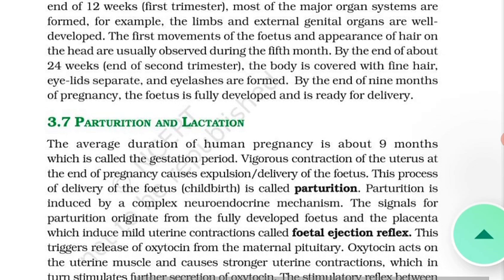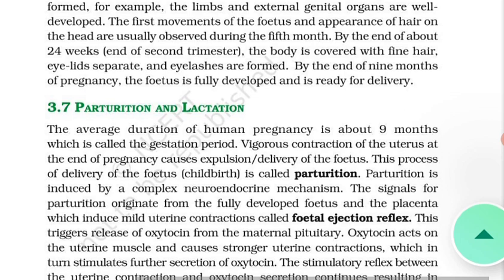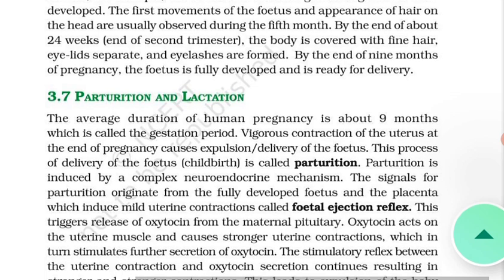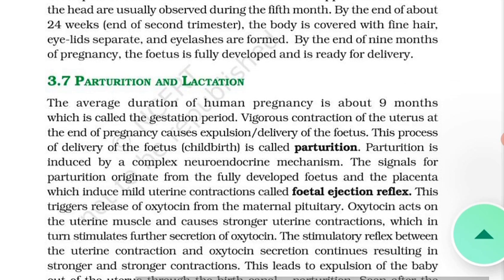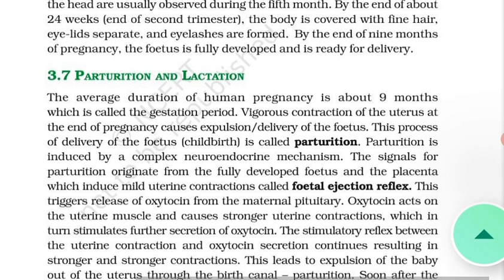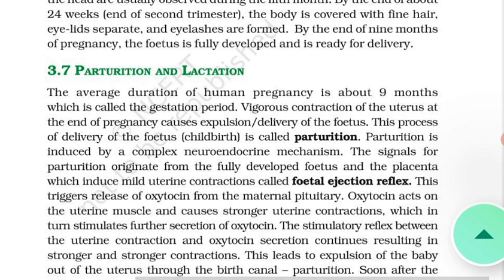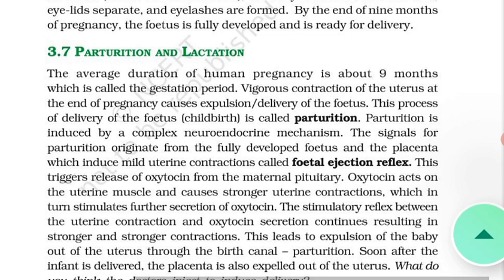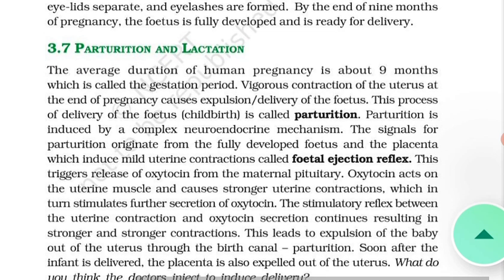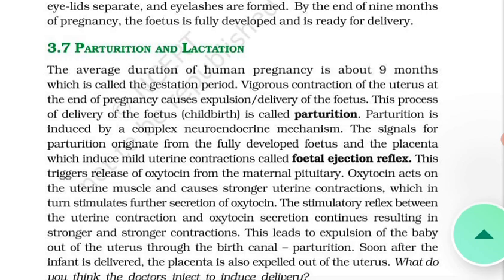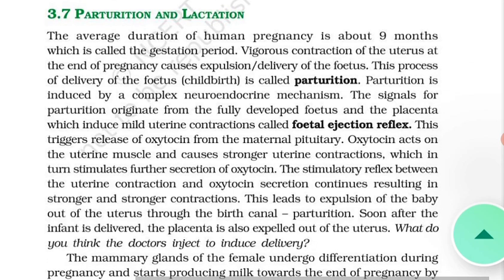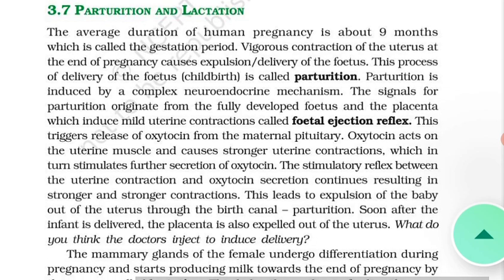Parturition is induced by a complex neuroendocrine mechanism. The signals for the parturition originate from the fully developed fetus and the placenta, which induce mild uterine contraction called fetal ejection reflex. किससे सिग्नल ऑरिजिनेट होते हैं पार्चुरेशन के? फ्रॉम द फुल्ली डेवलप्ड fetus and the placenta.